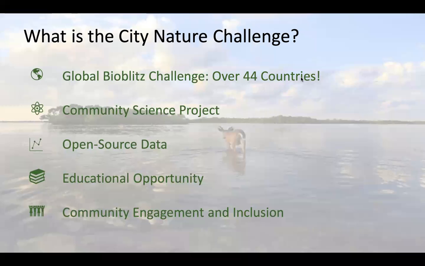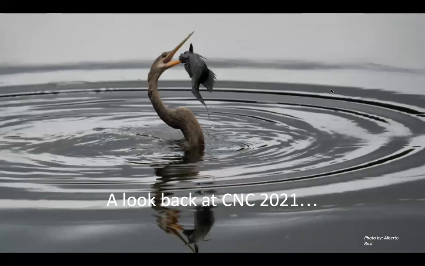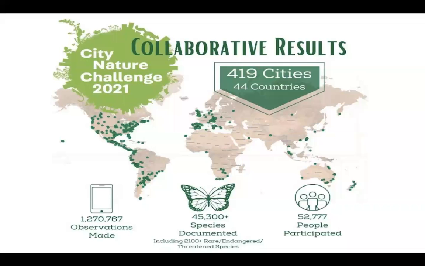Let's go on. So City Nature Challenge is a global bio blitz. Over 44 countries previously have participated. It's community science. It's open source data. Once you discover all the cool things in iNaturalist, you can go in and look at all the data. And if you have upper grades, they can actually use data as part of their learning experience. It is an educational opportunity to teach people about their local environment, and it is community engagement and inclusion. So looking at last year's, there were 44 countries, 419 cities. As you can see, 45,300 species were documented, including 2,100 rare, endangered, or threatened species. And over 52,000 people participated.